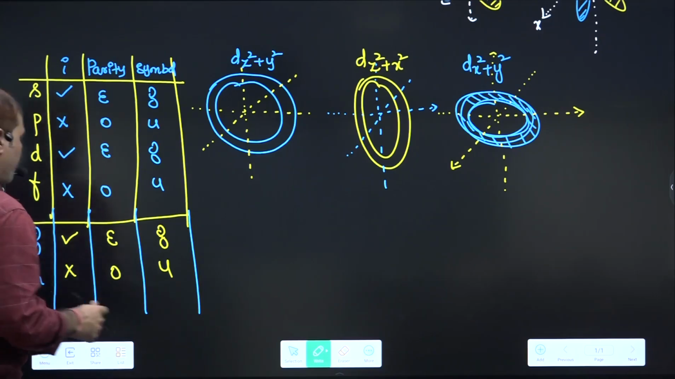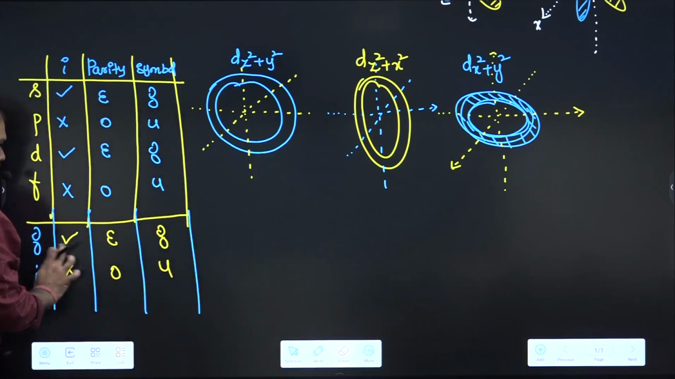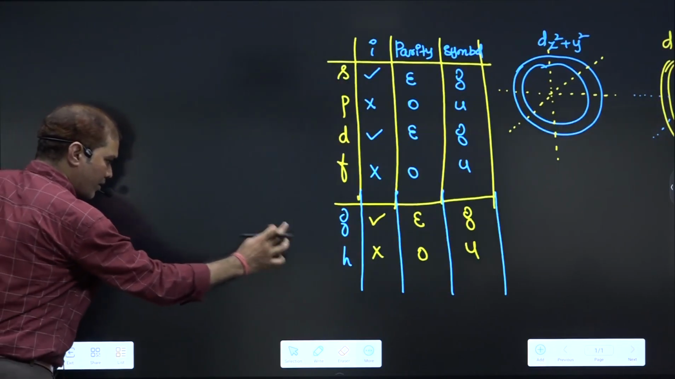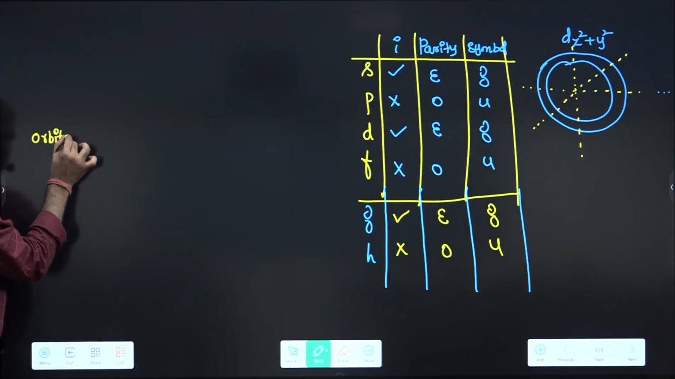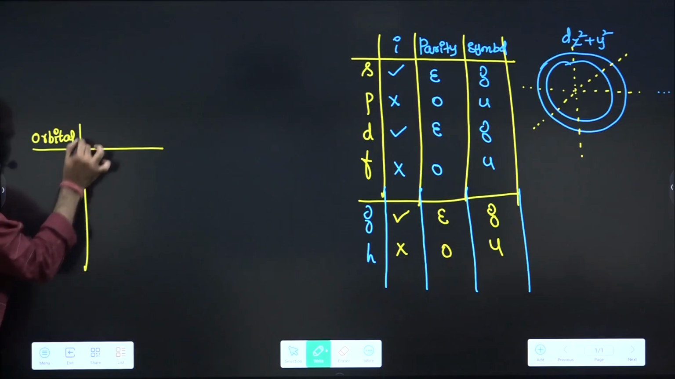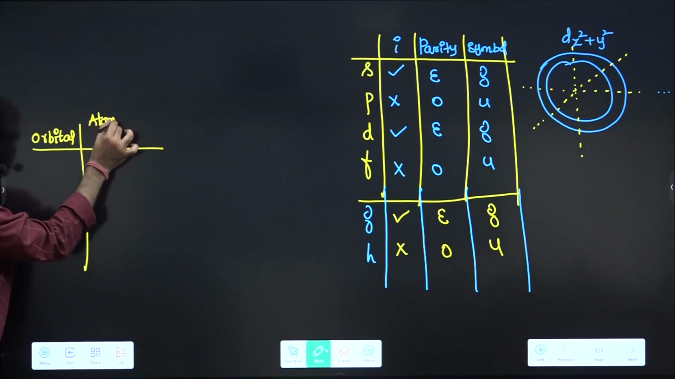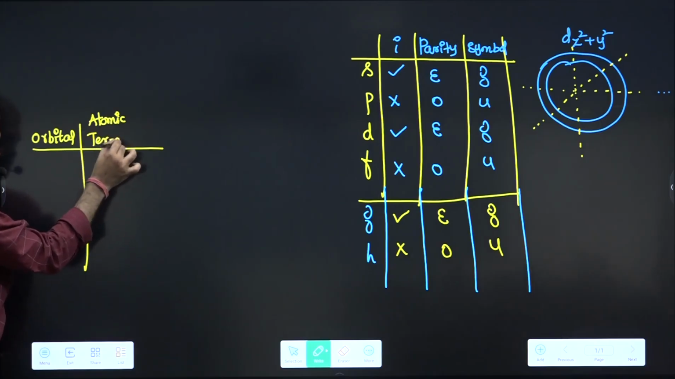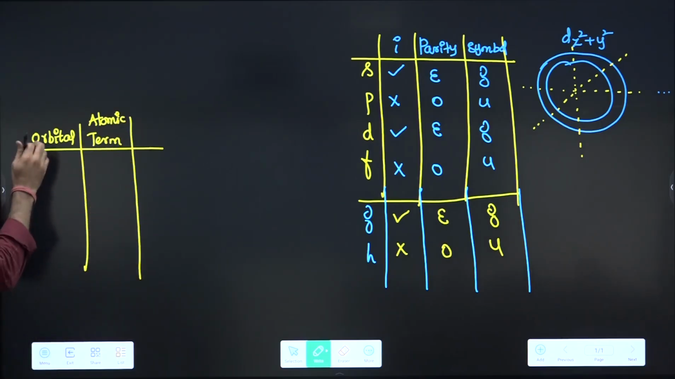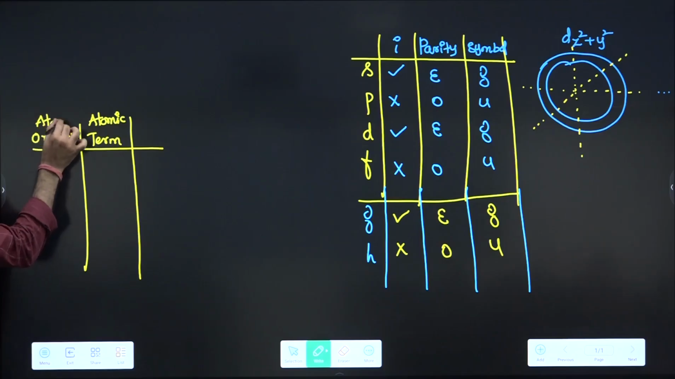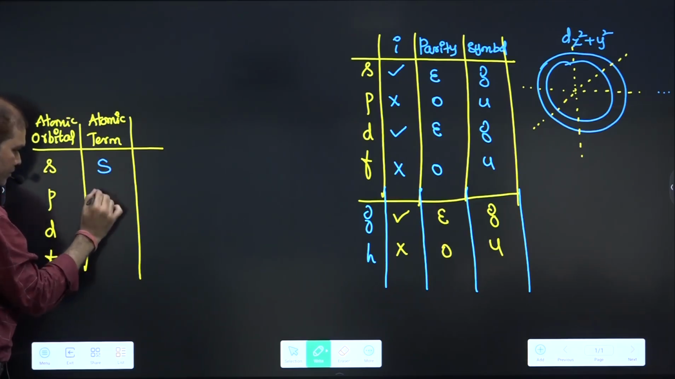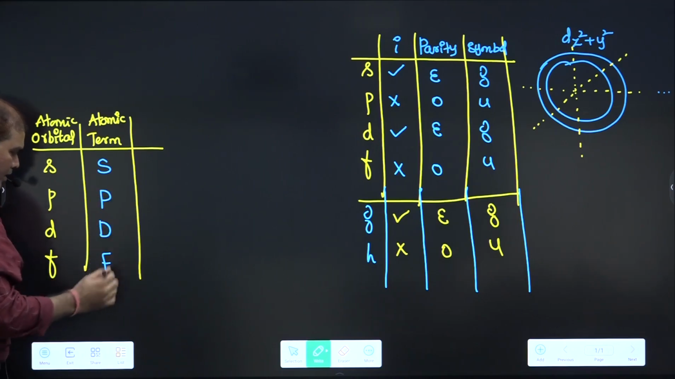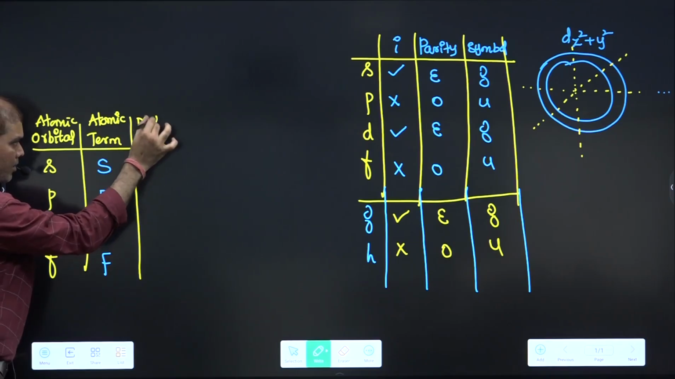I'll just give you one more energy level that we'll discuss in electronic spectroscopy, not here, but just for a correlation. If I'm giving an orbital, this is atomic orbital s, p, d and f. You will be knowing full details in electronic spectroscopy.